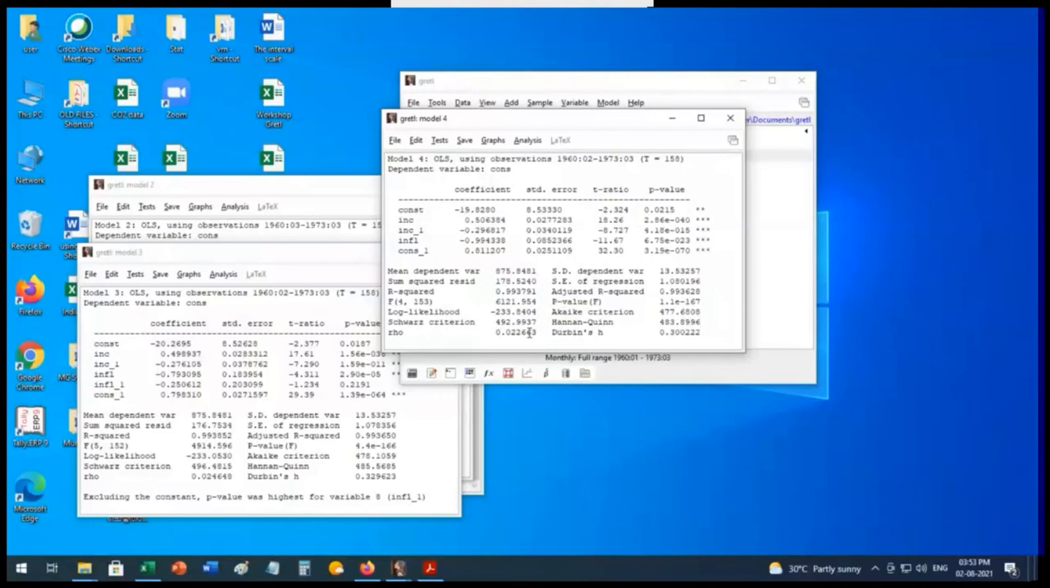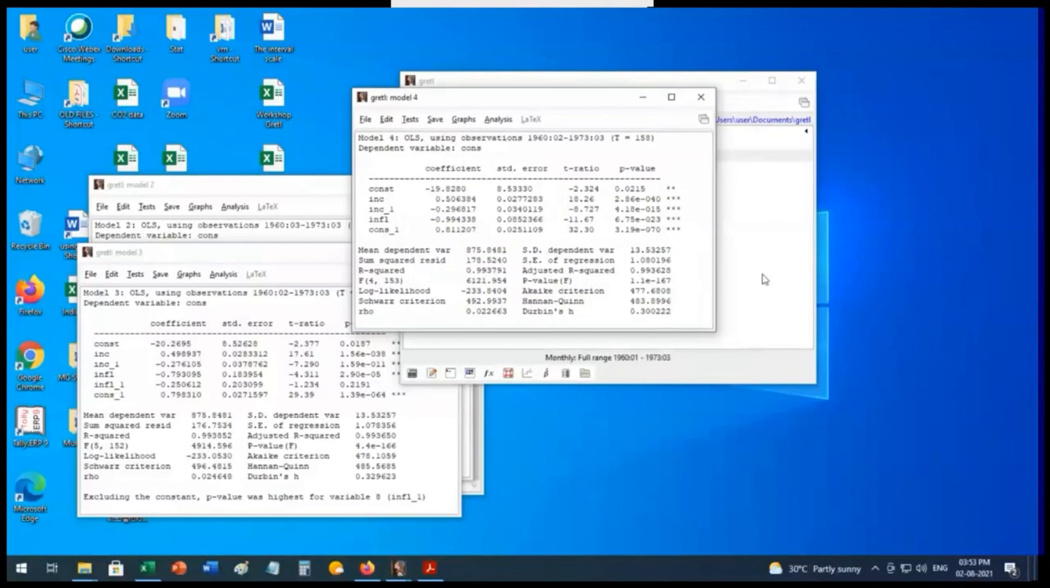What about the Durbin-Watson statistic? Can you tell me what it means? Anybody? It should be close to 2. If it is close to 2, then there is no autocorrelation. What is the value here? 0.3002. Now let us see, is it Durbin's D statistic or something else? Durbin's H.